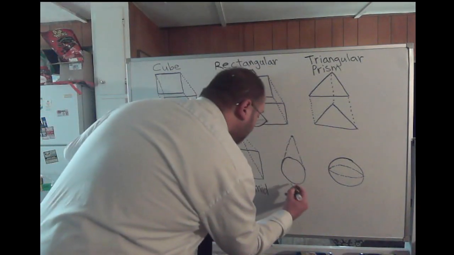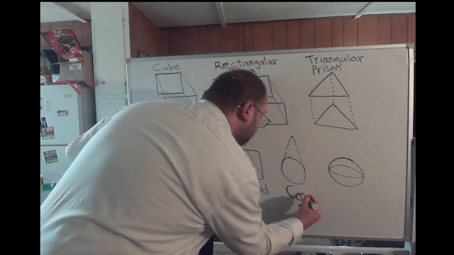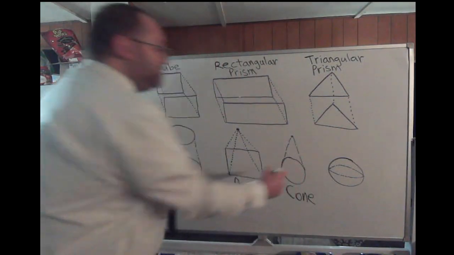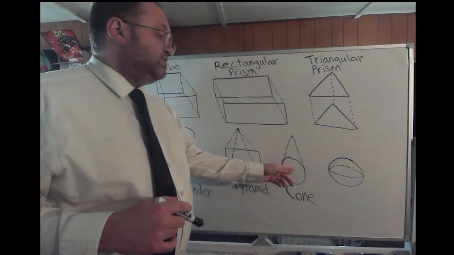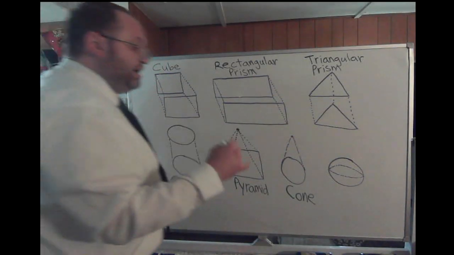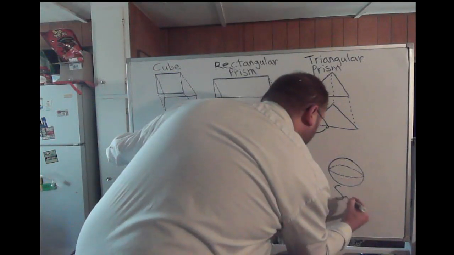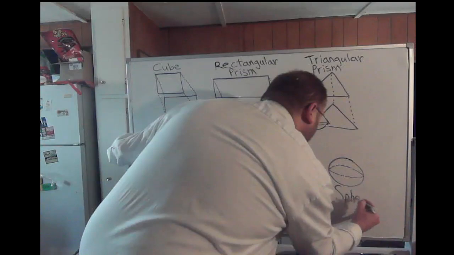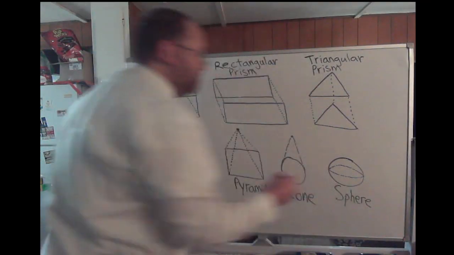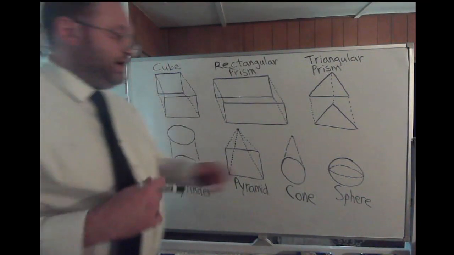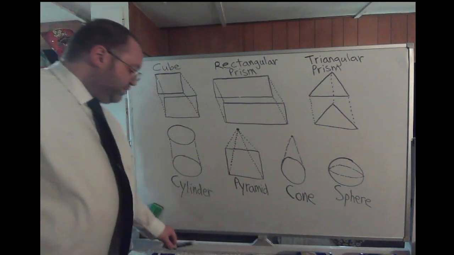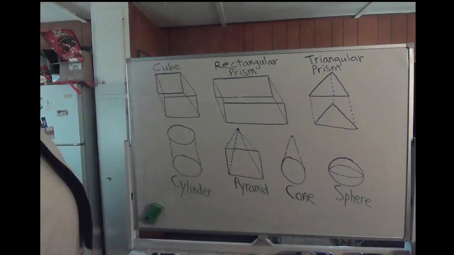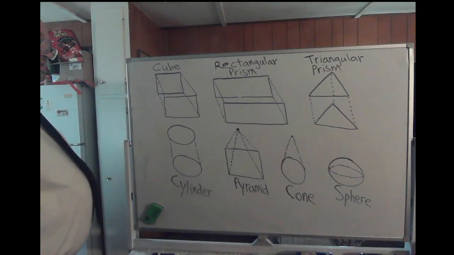Then you have a cone, where like a cylinder the base is a circle. The only difference is in a cone there's only one base and it's a circle. Then you have a unique shape of its own called a sphere, which is the 3D equivalent to a circle. It's got 3D depth to the circle. So those are all your 3D shapes.